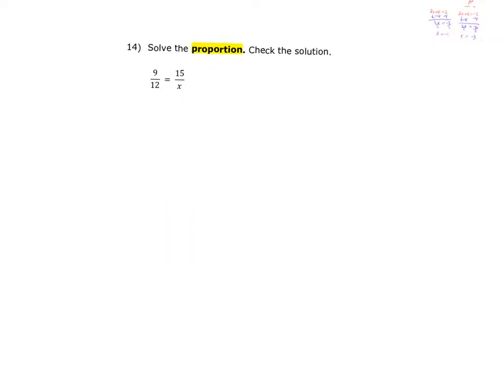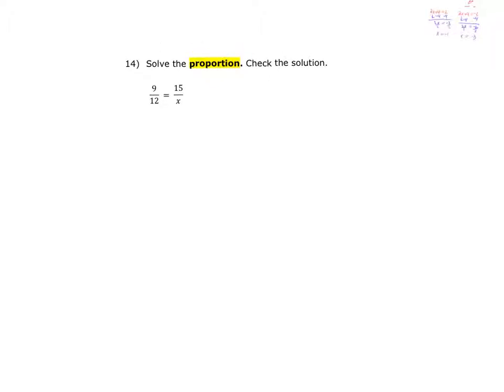Number 14 is asking me to solve the proportion. Going back in our heads about proportions, we know that it means their cross products are equal. So 9 multiplied by x is 9x. I know that has to be set equal to 12 times 15, which is 180. Now I just do my regular one-step equation. Divide by 9. x is 20.